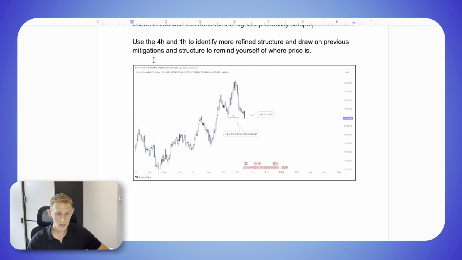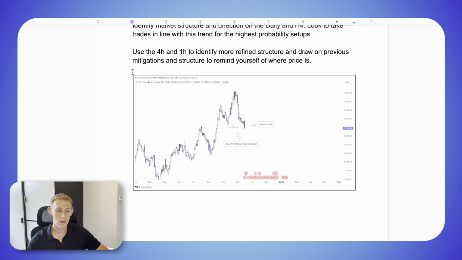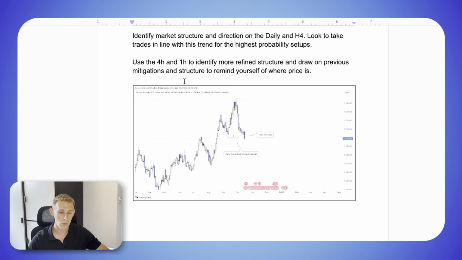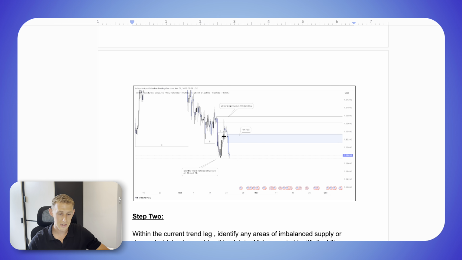Now, after we've identified daily and H4 direction, we're simply using the 4-hour and 1 hour to identify the more refined structure. And I've also included here that we draw on previous mitigations and structure. What I essentially mean by that is if we take a look at this picture right here, you can see that I've marked on previous structure. That's fairly simple. We have this breaker structure. We have a change of character just here. So price is overall bearish.